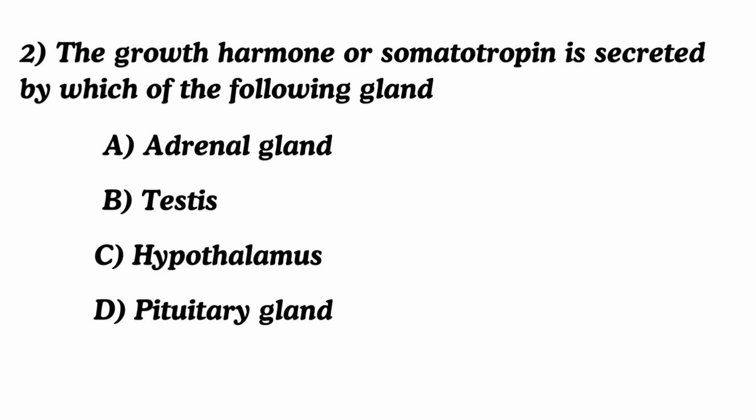Question: the growth hormone or somatotropin is secreted by which of the following glands? Options are option A adrenal gland, option B testis, option C hypothalamus, option D pituitary gland. This question's correct answer is option D, pituitary gland. Hypersecretion of growth hormone in adults is called acromegaly. Hypersecretion of growth hormone in children is called gigantism.